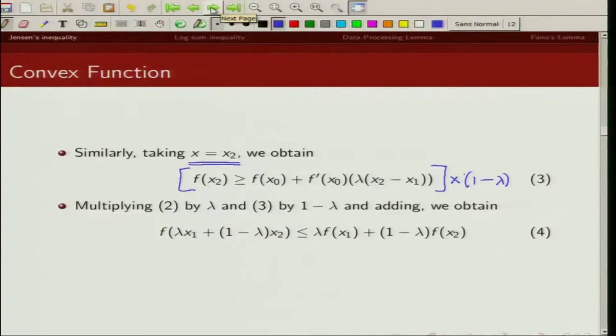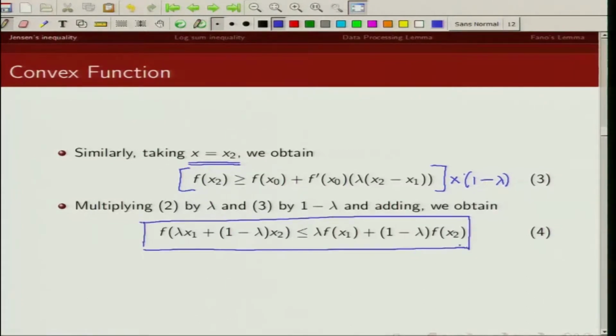So if I do that, what I get here is f of x naught is less than or equal to lambda times f of x1 plus 1 minus lambda times f of x2. Again I repeat, if I multiply equation 2 by lambda and equation 3 by 1 minus lambda and add them up, I get this condition that f of x naught is less than or equal to lambda times f of x1 plus 1 minus lambda times f of x2.